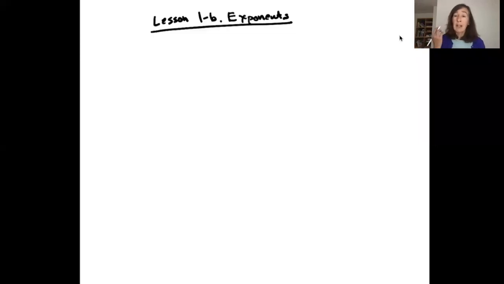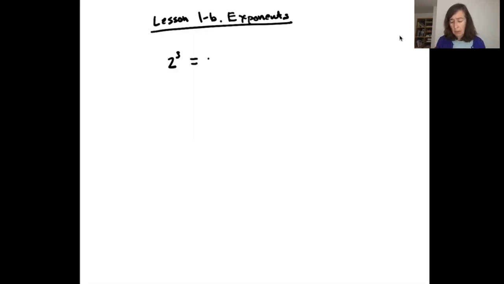So exponents. When we talk about exponents, we're talking about these little numbers that go to the upper right of some other number. And what an exponent is telling us is to take the bigger number, the base, the number that the exponent's applying to, and multiply it by itself the number of times in the exponent, okay? Easier to show than to talk about with words.